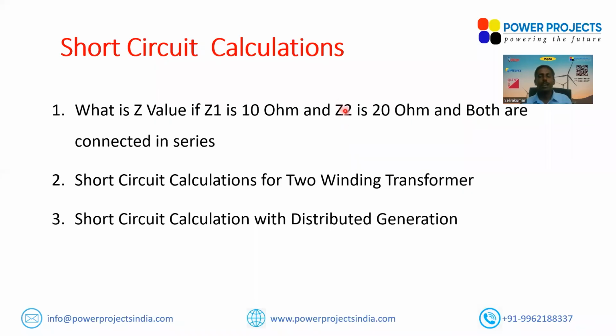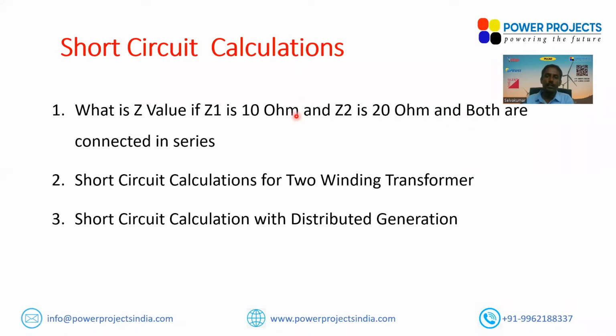You can add resistance with resistance directly. You can add reactance with reactance directly. You cannot add an impedance with an impedance directly. Impedance with impedance is always a vectorial sum, not an arithmetical sum. When we say 10 ohms or 20 ohms, that's the magnitude of it. You have to ask for either the angle or the R+jX format. To be honest, if you ask this question, Z1 is 10 ohm, Z2 is 20 ohm, what's the Z value? The answer is unknown.